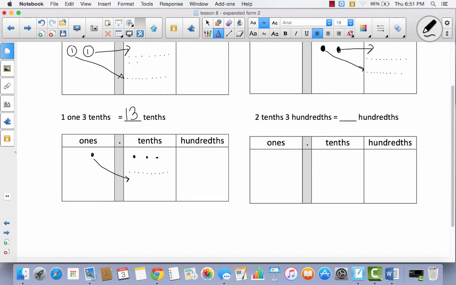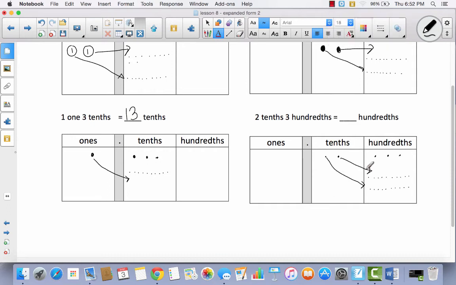All right, so let's do 2 tenths and 3 hundredths. 1, 2 tenths, and 1, 2, 3 hundredths. I want you to try to figure out how many hundredths we would have altogether. So pause the video and decompose this and then see if you can figure it out.